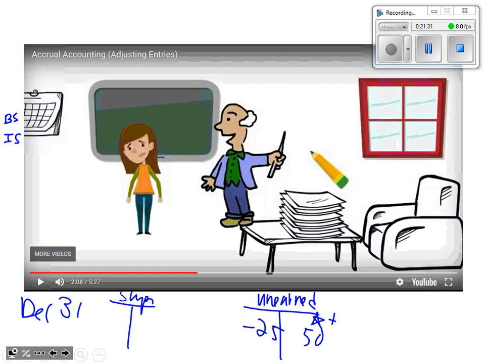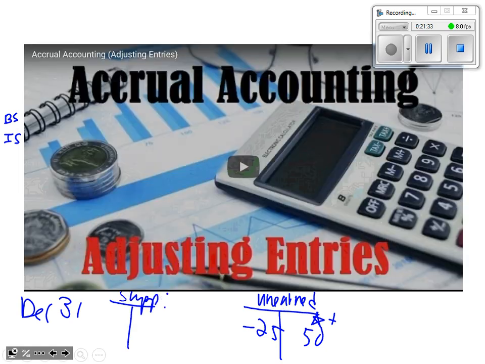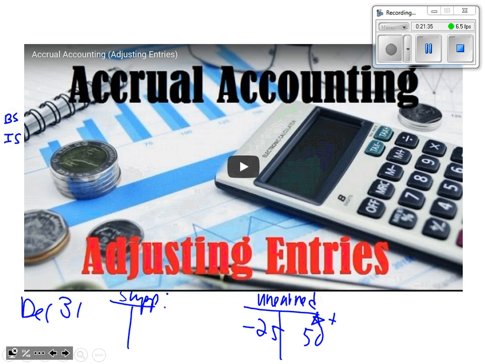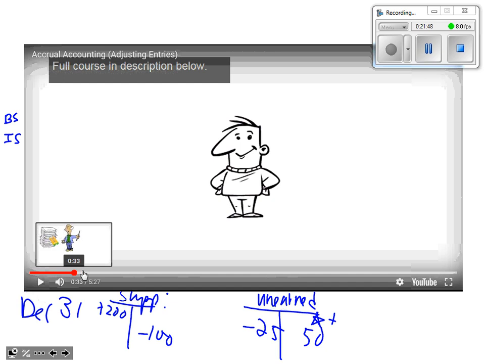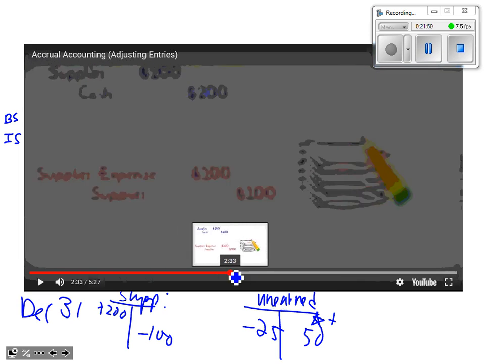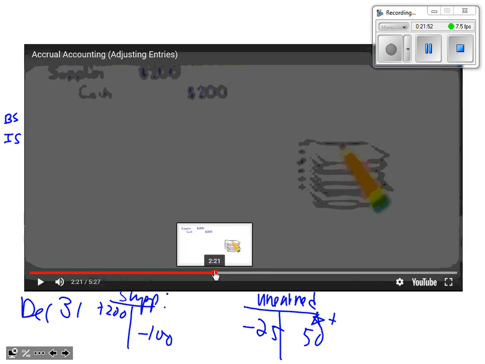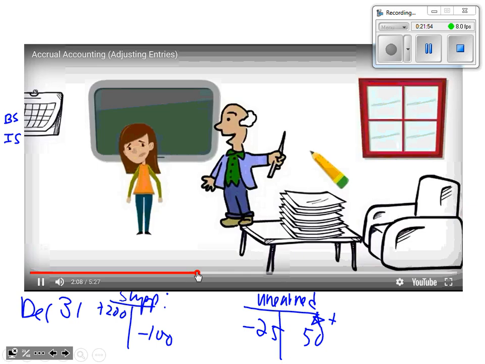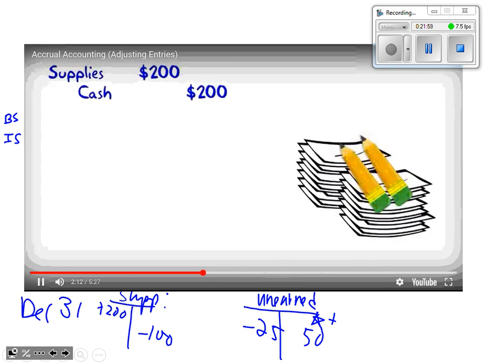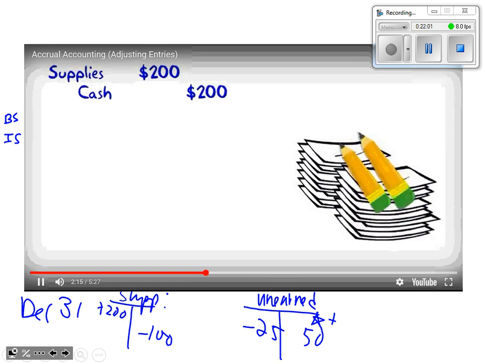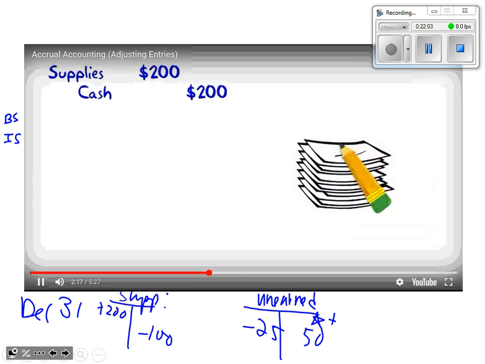Supplies. Was it 200? We initially bought 200 and at the end we've used half. So we have to adjust for what we used. This was your original transaction.